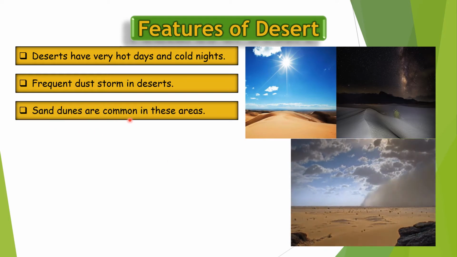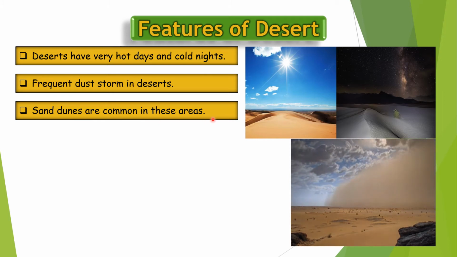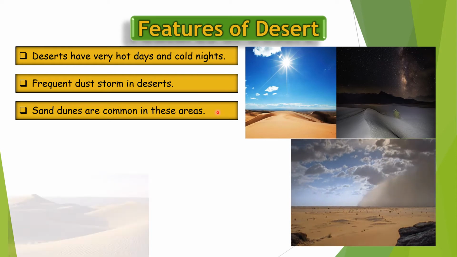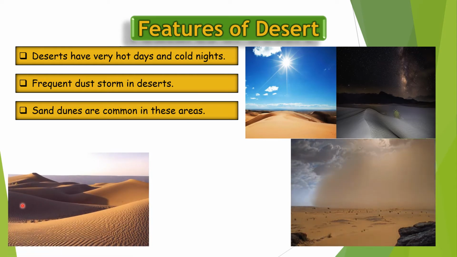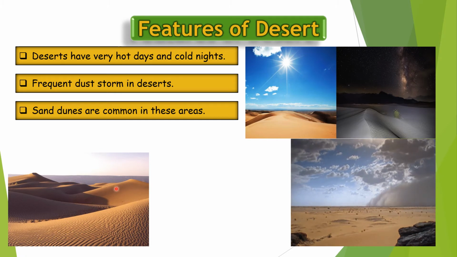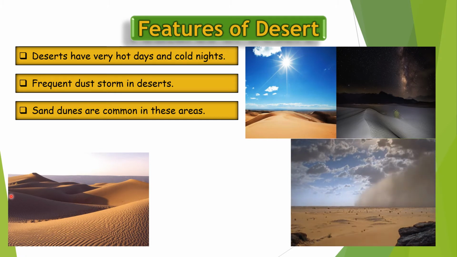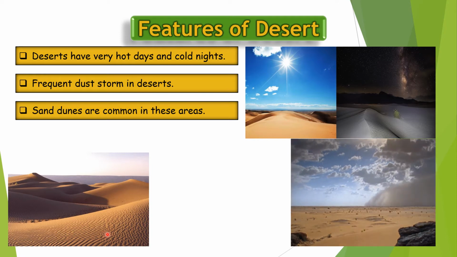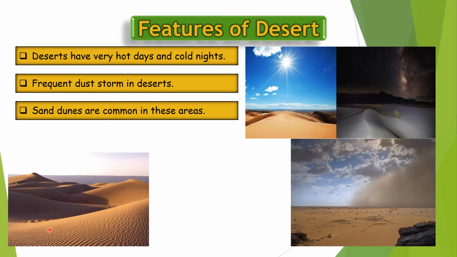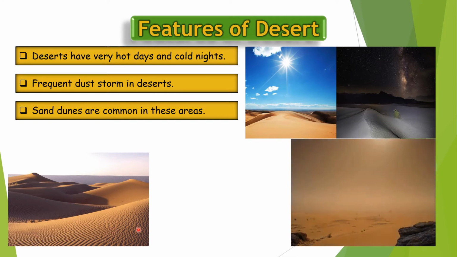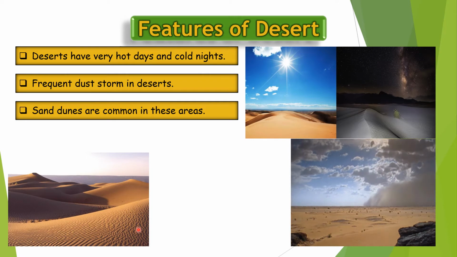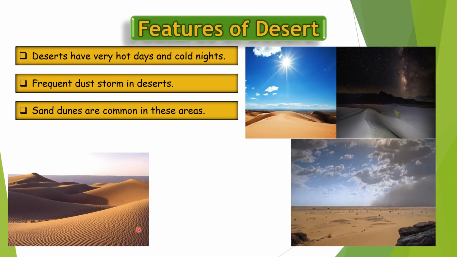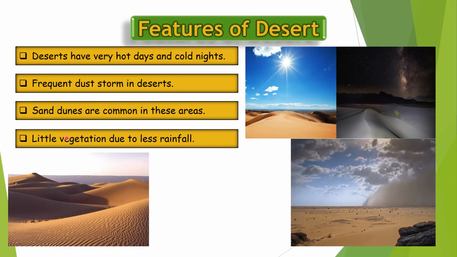Sand dunes are common in these areas. What are sand dunes? Sand dunes are small hills of sand in desert. This is what, children? Can you see this? Small hills. This is sand dunes. And when a dust storm is there in desert, they change their places because they are not fixed. They are very light and air blows them and they change their place. Is it clear? Now the next.